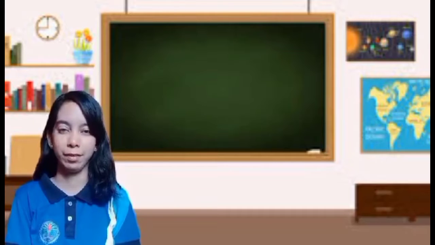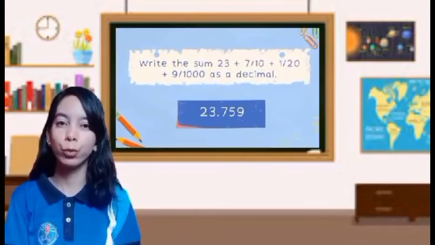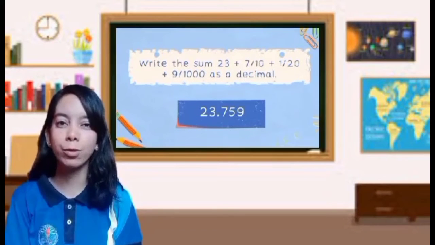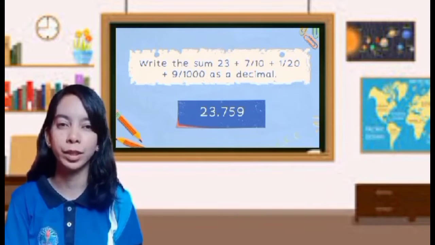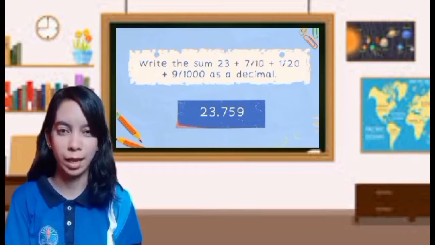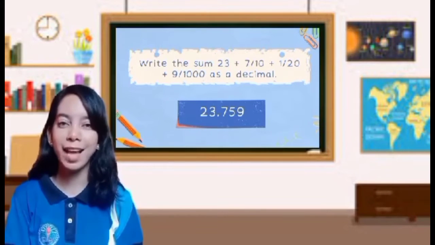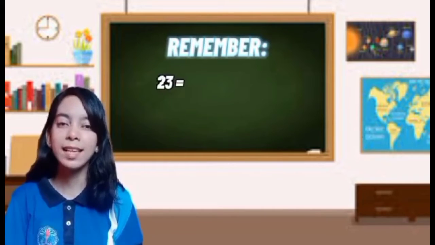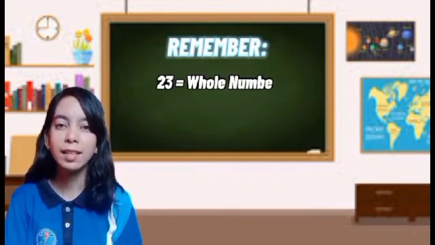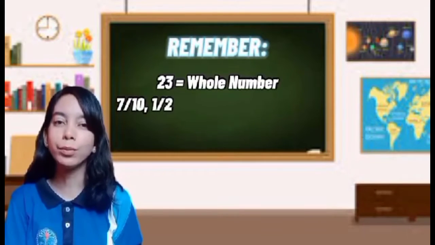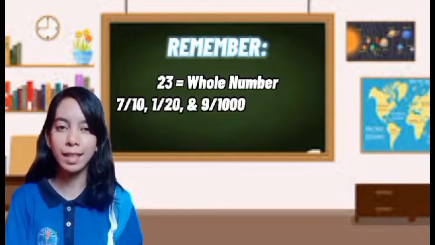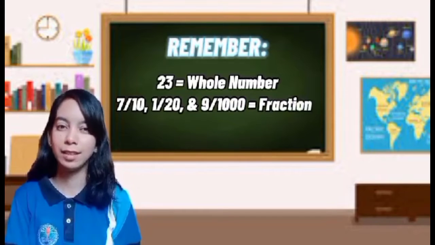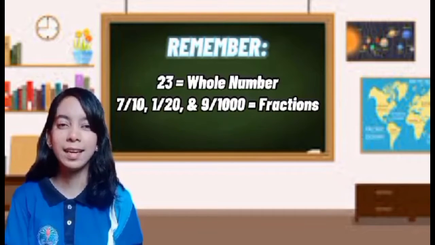Next question. Write the sum of 23 plus 7 over 10 plus 1 over 20 plus 9 over 1000 as a decimal. So the answer here is 23.759. So remember that 23 is a whole number, while 7 over 10, 1 over 20, and 9 over 1000 are all fractions. So our first step here is we need to divide the following fractions.